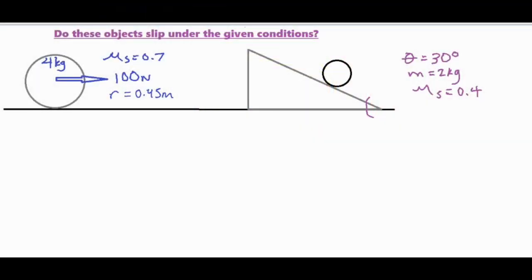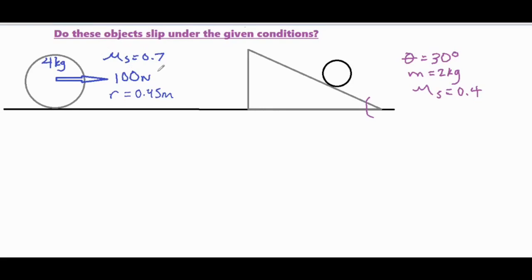In this video, we're going to be taking a look at two problems where we solve for a couple values to see if these objects slip. So in both cases, we have a solid cylinder or disc. And for the first one, we have 100 newtons pulling it towards the right. And we're seeing if it slips if there is a coefficient of static friction of 0.7.